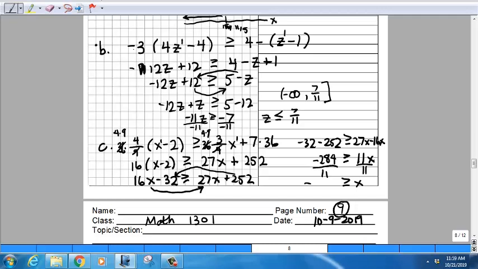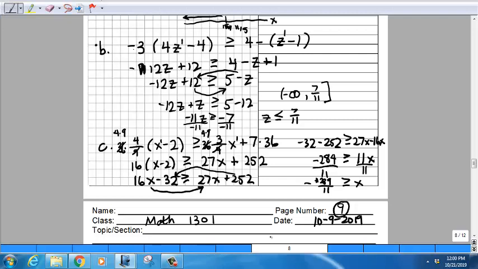That is better. Notice I did not flip the inequality here, because I divided by positive 11. Even though I divided 11 into a negative number, I don't have to reverse the direction of the inequality. So don't overdo it when you're dividing both sides of an inequality by a number. You don't always have to reverse the direction of the inequality.